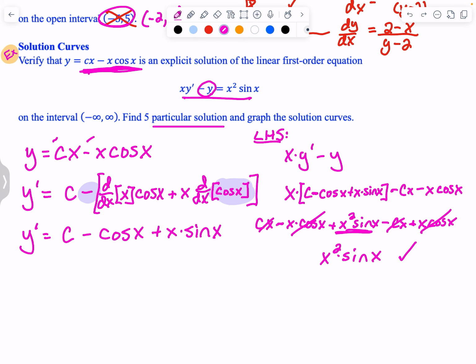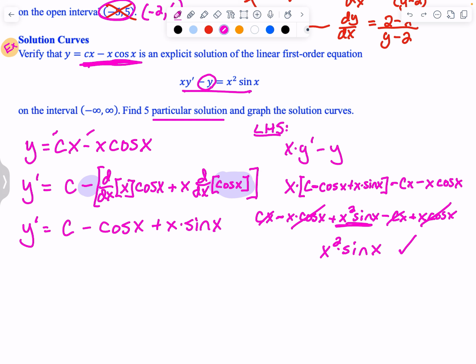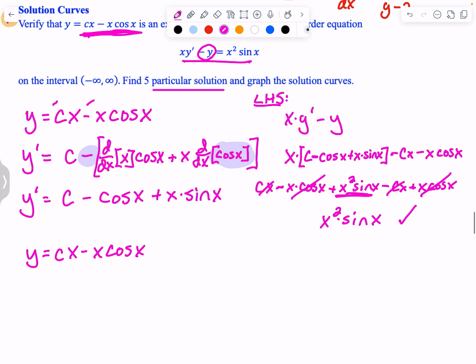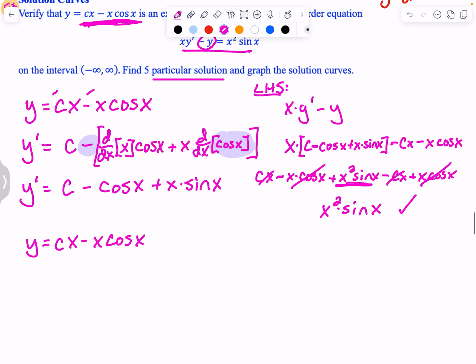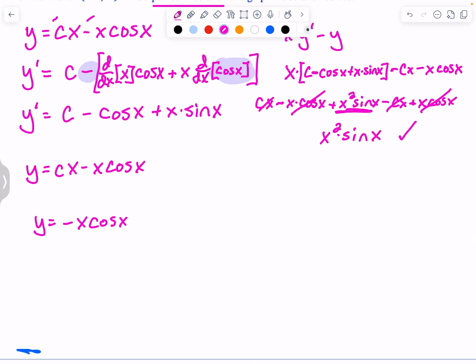Okay, so let's finish the problem though. It says five particular solutions. So this is my solution, cx minus x cosine x. So we're literally just picking c's. All right, so we're gonna do y equals minus x cosine x. I'm gonna do that c equals 0. And what we're gonna do for graphing is we're just gonna take a look at them. So I'm gonna go ahead and pick 5. And then we're going to put them in the calculator. And I'm going to be extremely boring and go up.